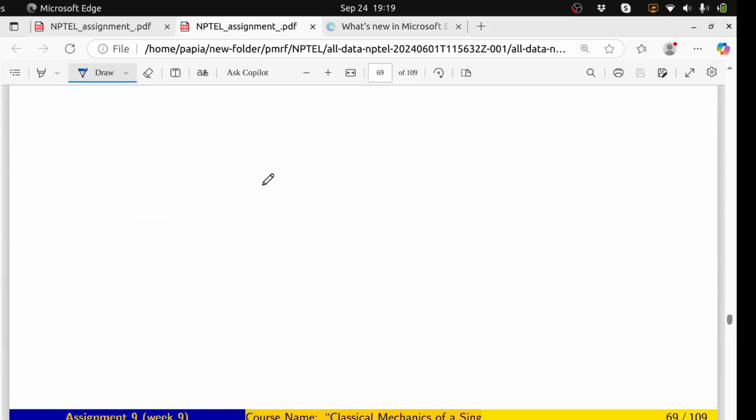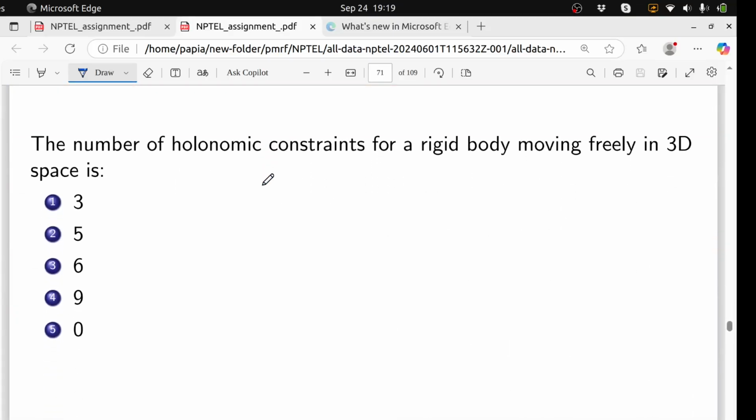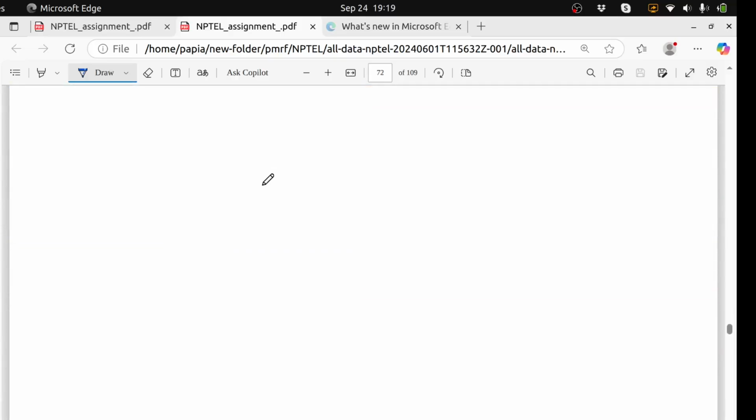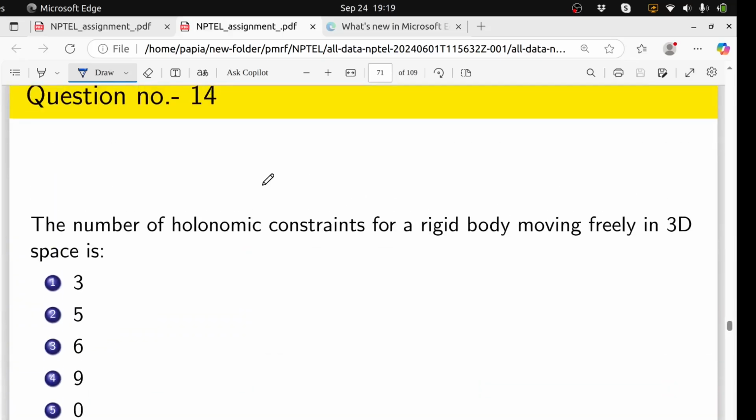Now we can go for the next question. Question number 14. The number of holonomic constraints for a rigid body moving freely in 3D space is. Okay, so here we need to do something new.